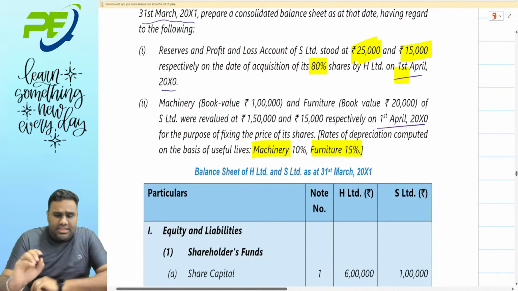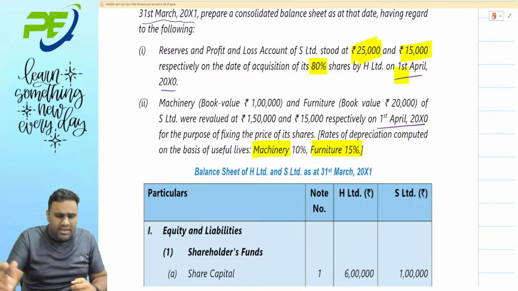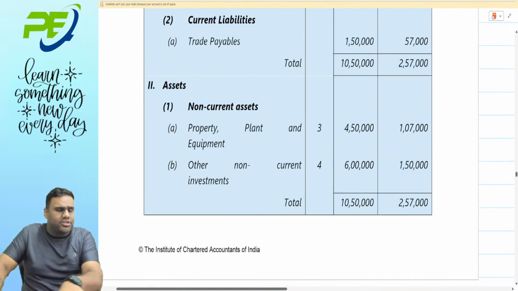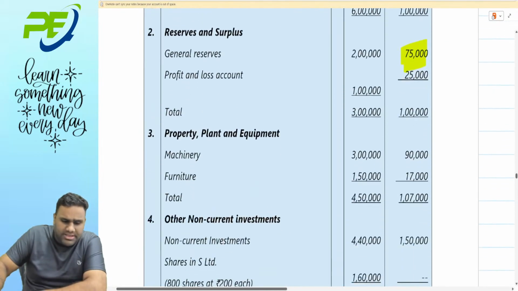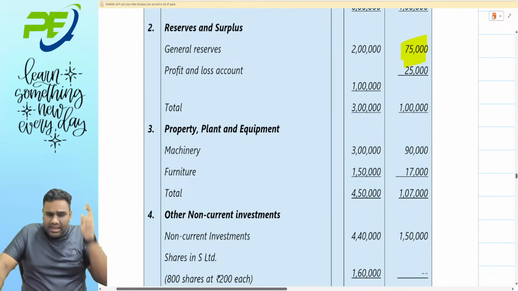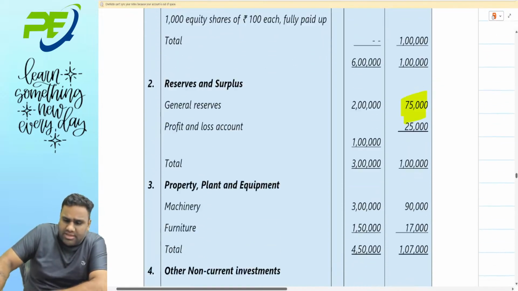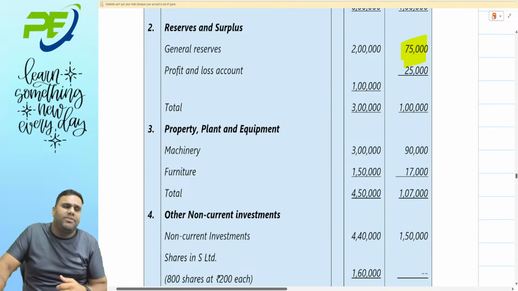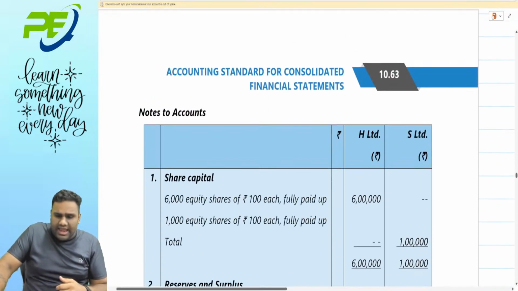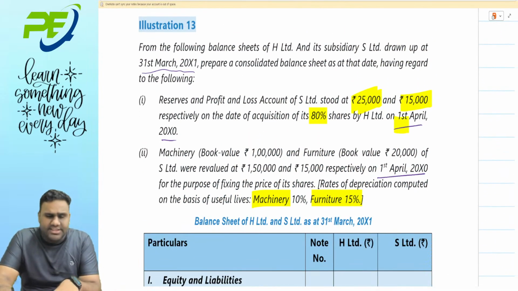Why, bhaiya? See, this revaluation you have done at the beginning of the year, but did we adjust it in the books? Did we adjust revaluation in the books? They have given note number 3. Let's check. Note number 3, machinery, it is 3 lakh. We are looking for S Limited. Machinery, 90,000. Furniture, 17,000. And here, machinery book value 1 lakh, furniture 20,000.